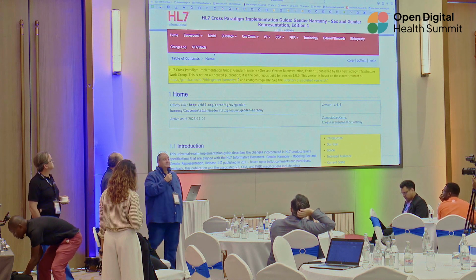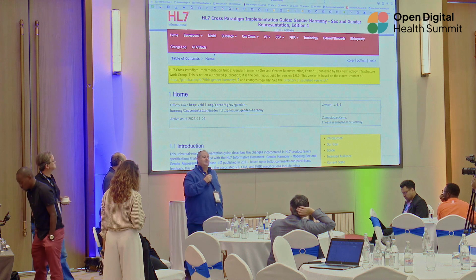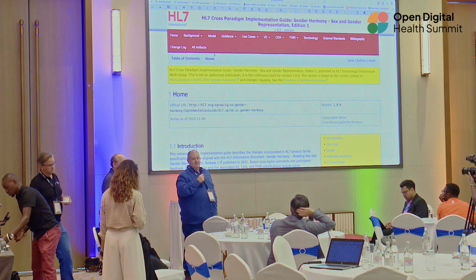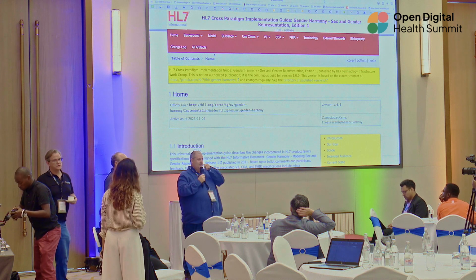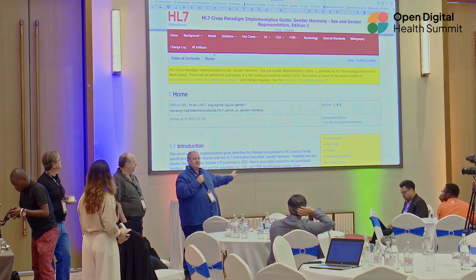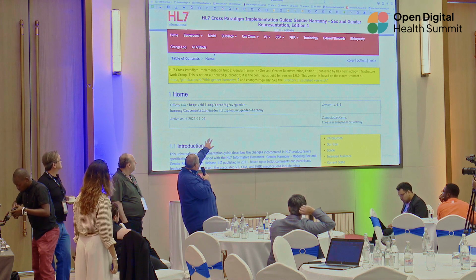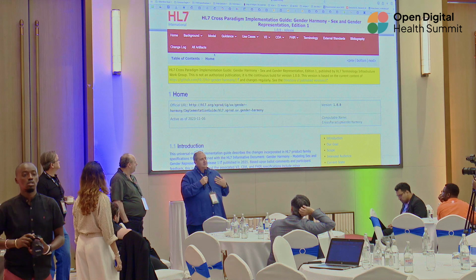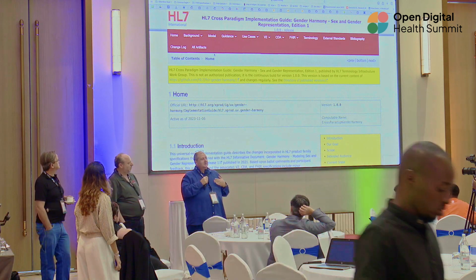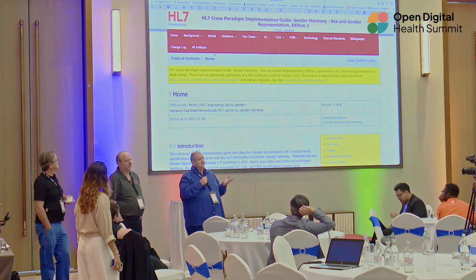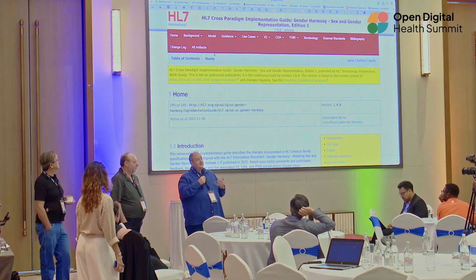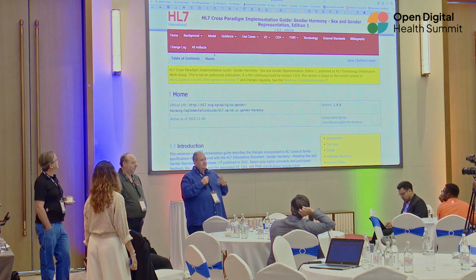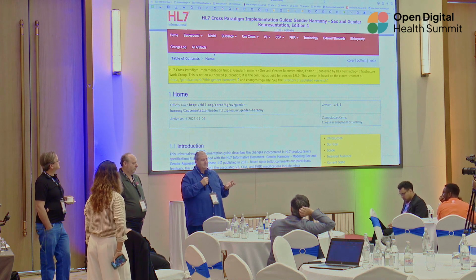HL7 published a whole implementation guide about this, how you deal with the record keeping that's associated with patients of non-binary gender. I'm not going to give you a tutorial on this IG right now, but the gender harmony specification describes how you record what the patient's birth sex was, what the patient's current biological sex is, what the patient's gender self-identification is, so you can communicate all of those things with the patient to assure gender-appropriate care.